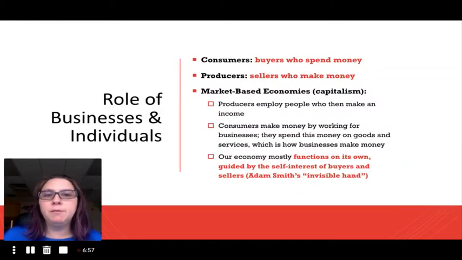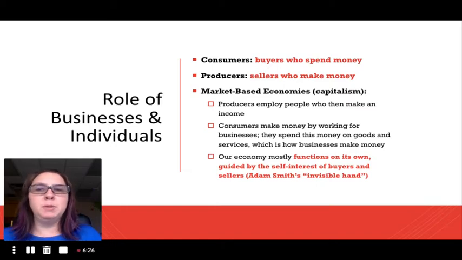Our economy mostly functions on its own, meaning that we don't have a lot of government involvement, but it is guided by the self-interest of buyers and sellers. That means that what is bought and sold determines what is in our economy. This was based on Adam Smith, the very famous economist. He called that the invisible hand that controlled. If people aren't buying a product, producers are not going to make it, and therefore consumers are not going to participate in that as well. These are the main roles of businesses and individuals in our economy.